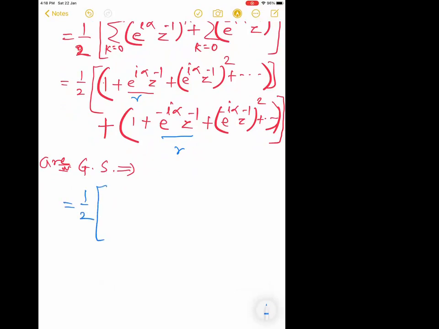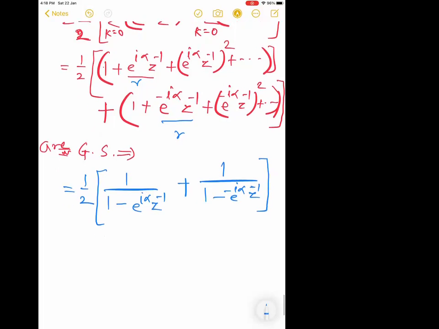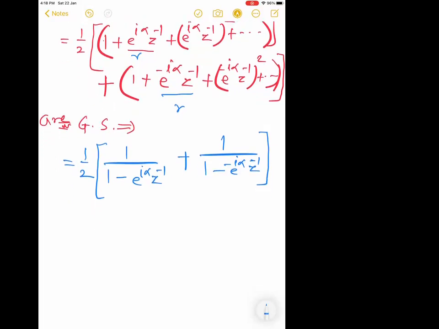First series answer is 1 upon 1 minus r, that is 1 upon 1 minus e raised to I alpha z raised to minus 1, plus the second series also 1 upon 1 minus e raised to minus I alpha z raised to minus 1. Are you getting? Geometric series, the answer is this one, and that too for the region of convergence. In the first case it is mod of e raised to I alpha z raised to minus 1 less than 1. In the second case this is mod of e raised to minus I alpha z raised to minus 1 less than 1. That is the region of convergence.